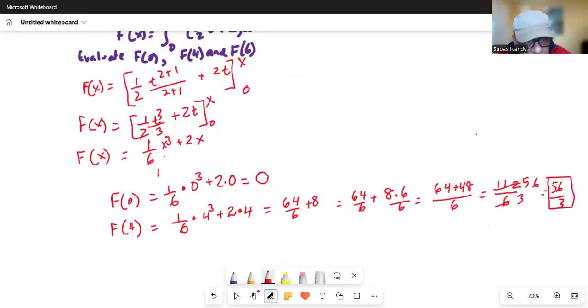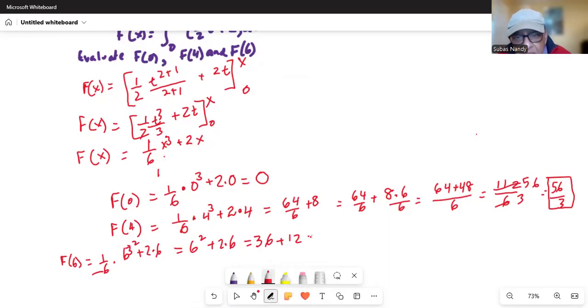So let's do f of 6. f of 6 is equal to 1/6 times x cubed, which is 6 cubed, plus 2 times 6. 6 goes into 6 cubed as 6 squared. So this is 6 squared plus 2 times 6. Now 6 squared is 36, plus 2 times 6 is 12, which is equal to 48. So that is your final answer for part C.